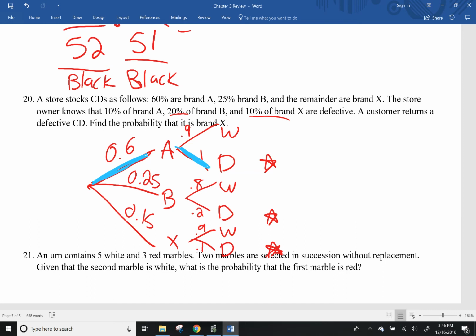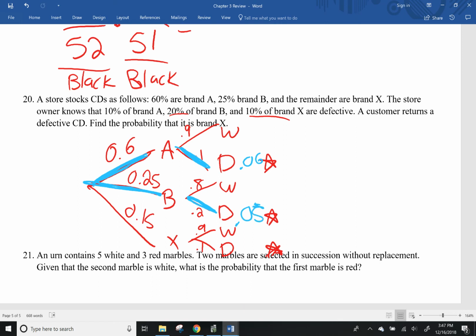So let's work that up. 0.6 times 0.1 is 0.06. So this will be 0.06. That is the probability of CDs in general being defective and A. So now let's work on defective and B. So B and defective, this branch, it's 0.25 times 0.2. So 0.25 times 0.2 is 0.05.